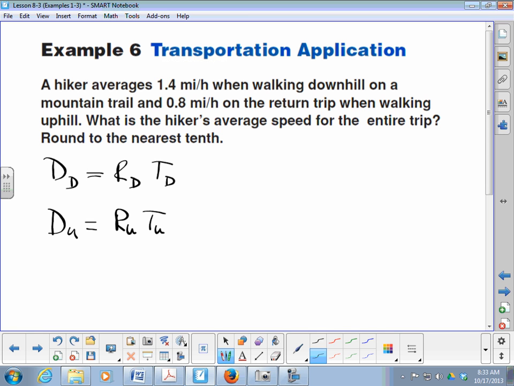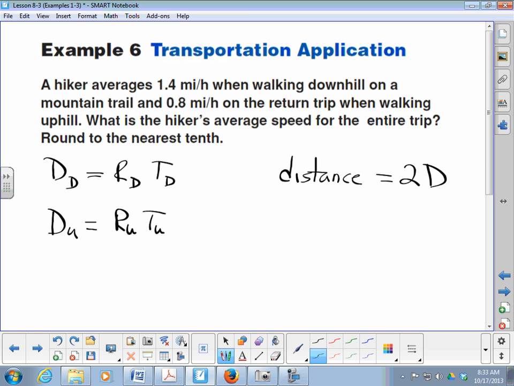The thing is they want the average speed for the entire trip. Well, how far did they walk? We don't know, do we? But are these two distances the same? They actually walked a total distance of 2D, the distance downhill plus the distance uphill. Since those two things are the same, I can say that's 2D.